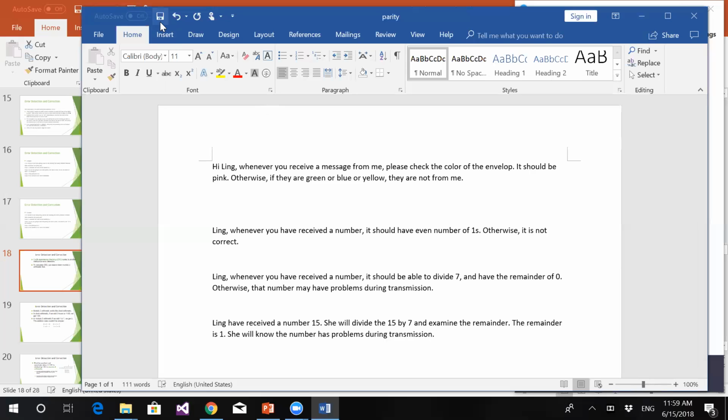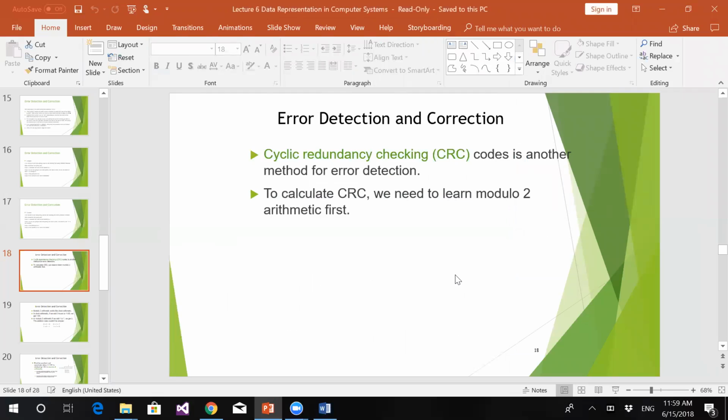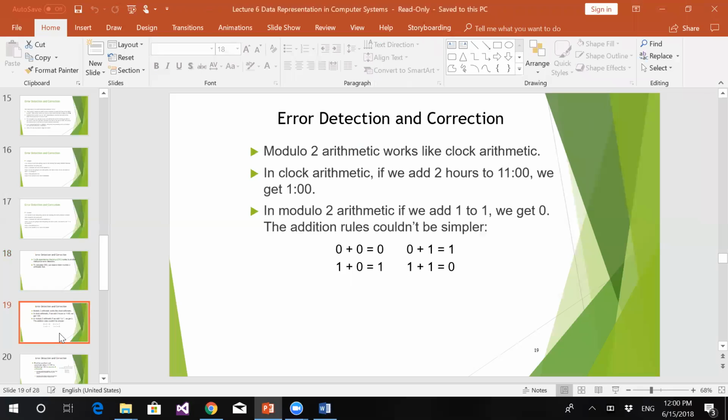Okay, it is still a little bit confusing when you see this example. We still do not know what is CRC code. Let's look at the PowerPoint. The CRC, the full name is cyclic redundancy checking, and it is considered as another method for error detection. To calculate this CRC, we need to learn modular 2 arithmetic first. Okay, what is modular 2 arithmetic?